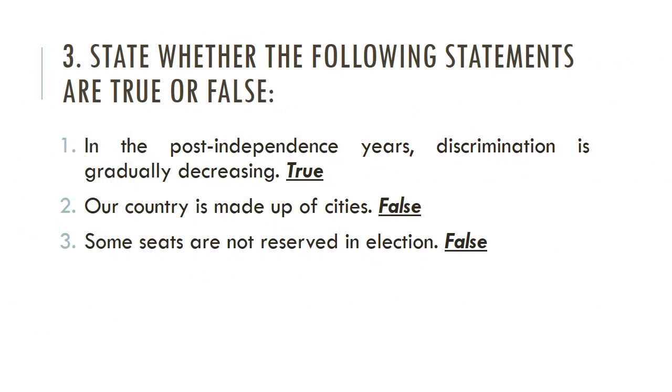Exercise 3. State whether the following statements are true or false. First, in the post independence years, discrimination is gradually decreasing. True. Second, our country is made up of cities. False. Our country is made up of villages and cities. Third, some seats are not reserved in election. False. Reservation is done for people of certain castes.